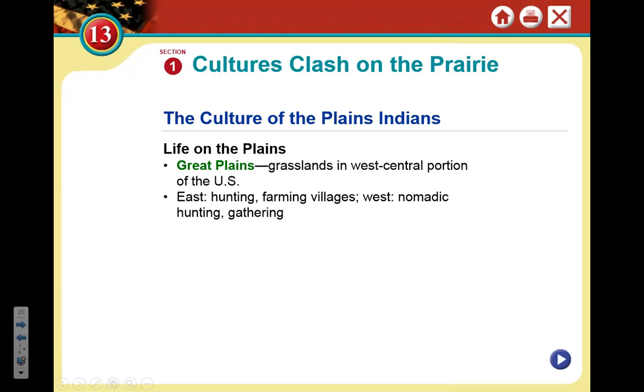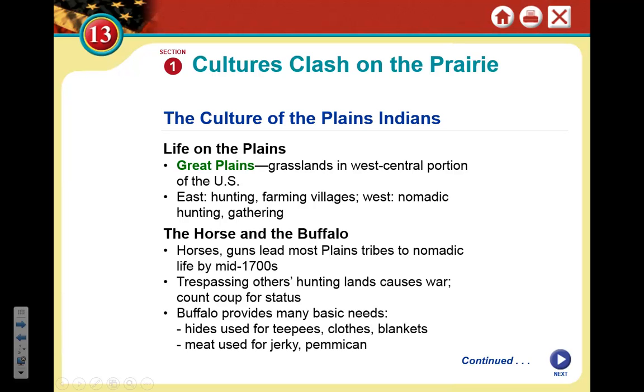The culture of the Plains Indians. Settlers push westward. How did the Plains Indians live? Native Americans lived on the Great Plains, the grasslands in the west-central portion of the United States. They followed a way of life that centered on the horse and buffalo. The horse allowed them to hunt more easily and to travel farther. The buffalo provided food, clothing, shelter, and other important items.